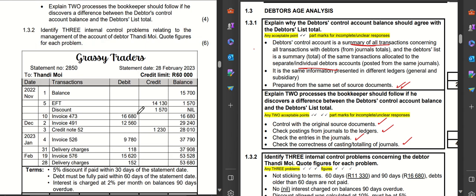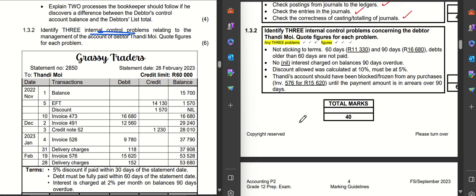It says, identify 3 internal control problems relating to the management of the account of debtor Tandimoy. Code figures in each problem. All right. So when we look at debtor Tandimoy, the first problem that we can see is that the debtor is not sticking to terms, that is the credit terms. That is the 60 days owing.